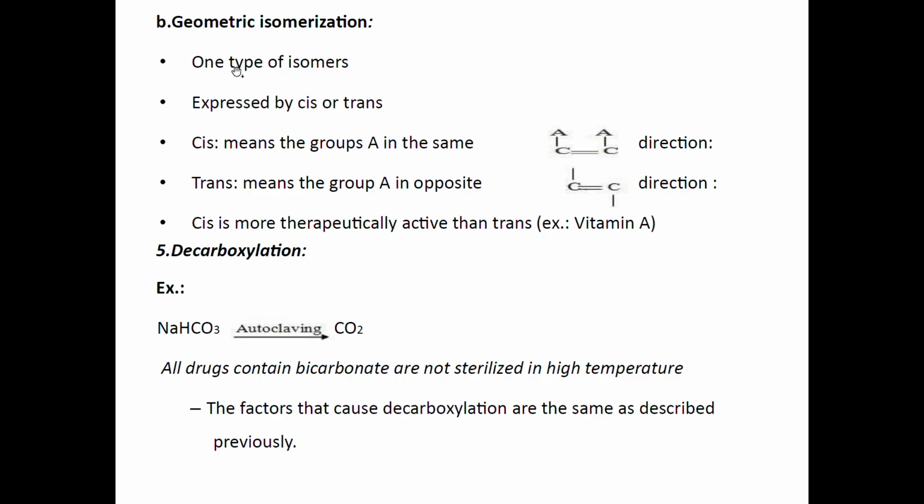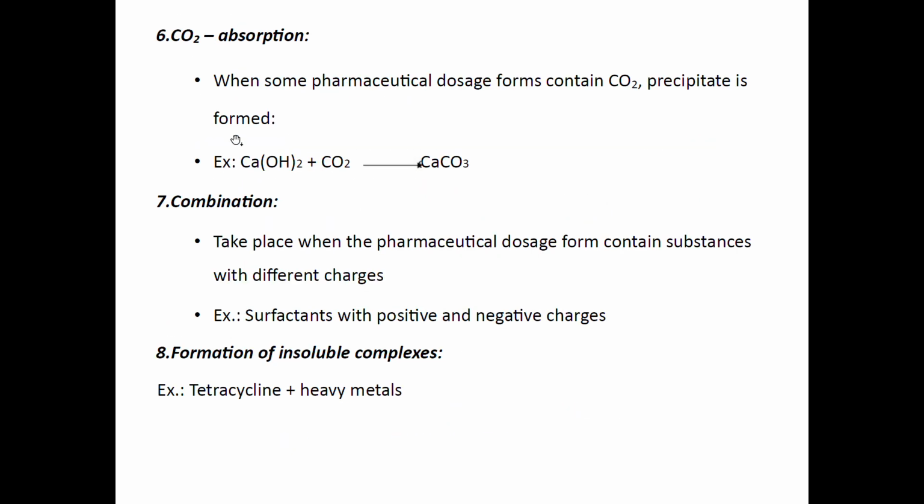Then geometric isomerization, one type of isomers expressed by cis or trans. Cis means on the same side, trans means on the opposite side. Sometimes this may undergo these changes. Then decarboxylation, removal of carbon dioxide. All drugs containing bicarbonate are not sterilized at high temperature. The factors that cause decarboxylation are the same as described previously.